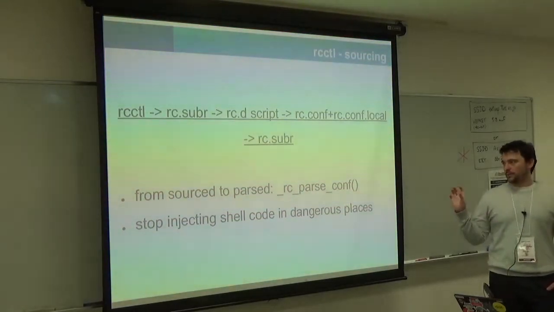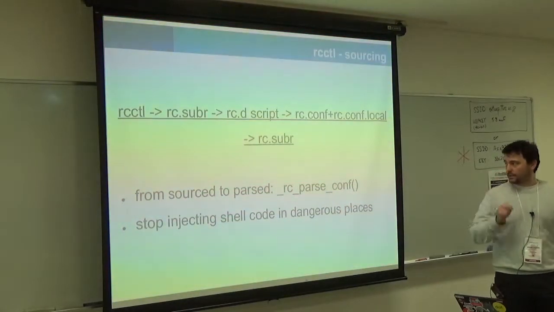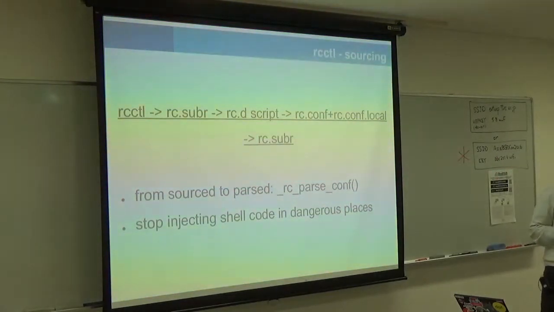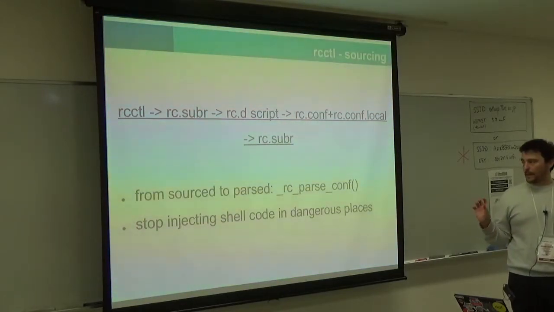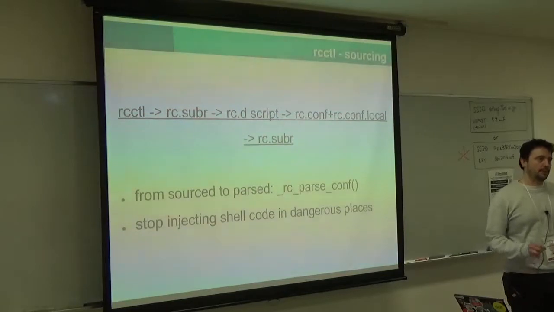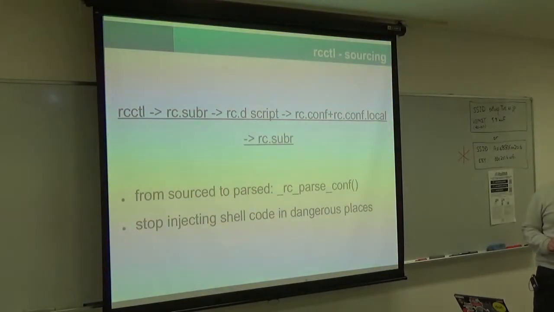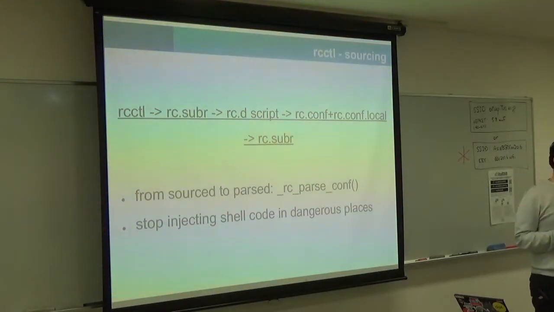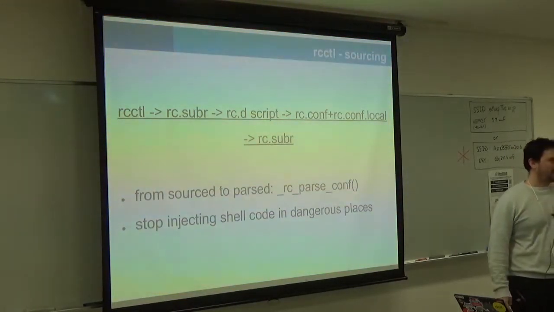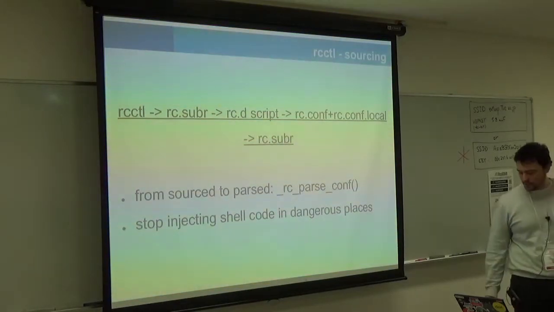So what we did is that we created an rc_parse_conf function in the rc.d framework, because eventually rc.conf and rc.conf.local are supposed to be configuration files. They're not supposed to be shell scripts, right? So there was no point in sourcing them. So we created this parse function to stop injecting shellcode in dangerous places, because at the time users were actually abusing rc.conf.local to inject shellcode. So a few users were not really happy, but it was way safer this way.